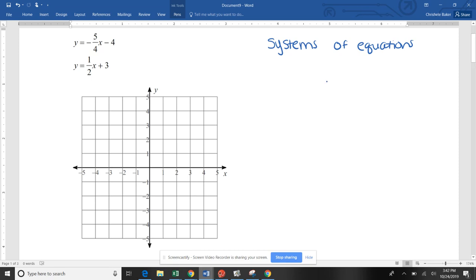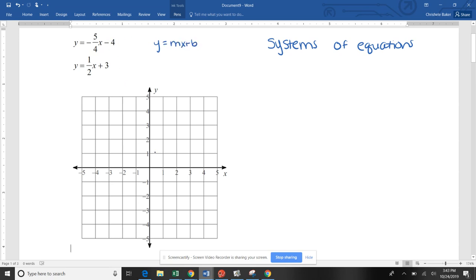Now, the first way that we're going to solve these is by graphing. So really what we're doing is we are looking for where these graphs intersect, where these graphs share a point. So we see that both of these are in slope-intercept form. So I'm going to start by graphing this top equation. So I see that I am in the form y equals mx plus b.